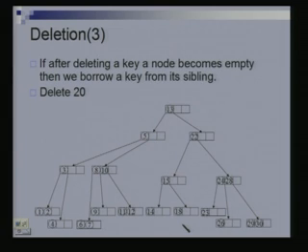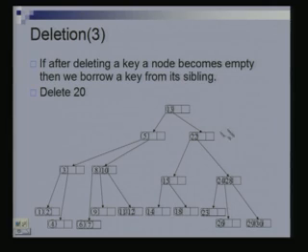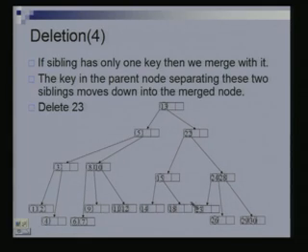Okay. So then the next thing you are wondering is, if I cannot borrow from my sibling? When can I not borrow from my sibling? When the sibling has only one key in it. For instance, if I were trying to delete 18, then that would be a problem. So if the sibling has only one key, then we merge with the sibling, we combine with the sibling.